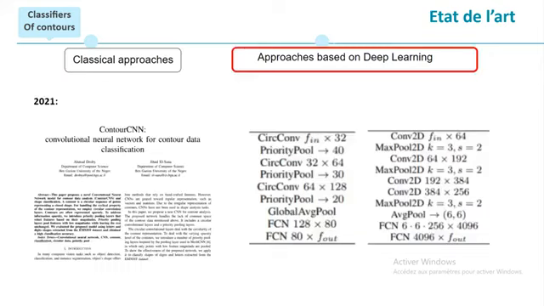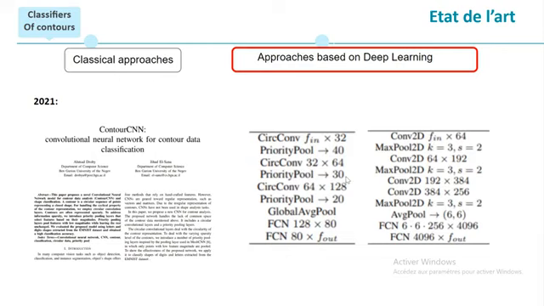And when it comes to deep learning approaches for contour classification, it's really a fresh topic. There is only one related work exploring that, in 2021, which is the Contour CNN, a convolutional neural network for contour data classification. This paper presents a deep learning CNN architecture, which is mainly represented here. You can see it's inspired by the famous AlexNet architecture.